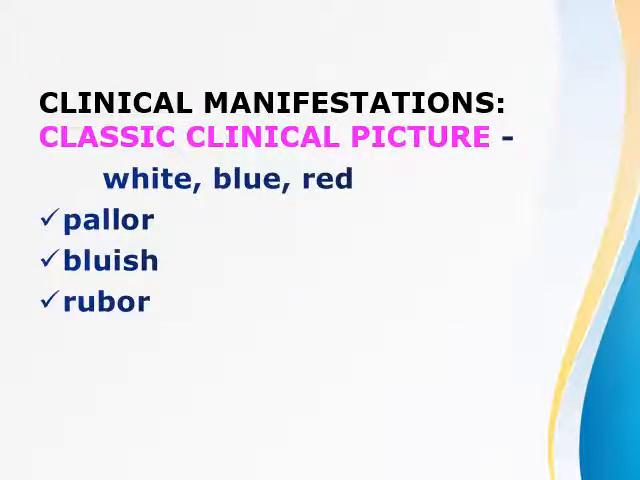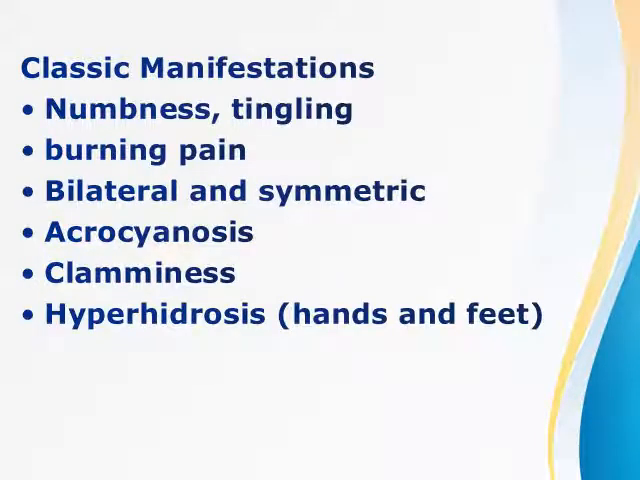Clinical manifestations among these patients would include the characteristic sequence of color change described as white, blue, and red. Usually it would progress from pallor, then become bluish, and then rubor, which is a red color. Other manifestations would include numbness and tingling, burning pain with the color changes, and bilateral and symmetric involvement of the toes and fingers. Again, the emphasis is on the involvement of toes and fingers.